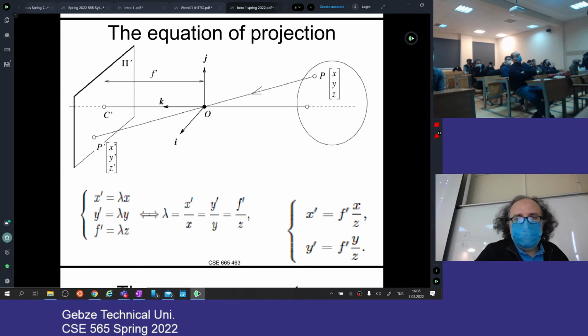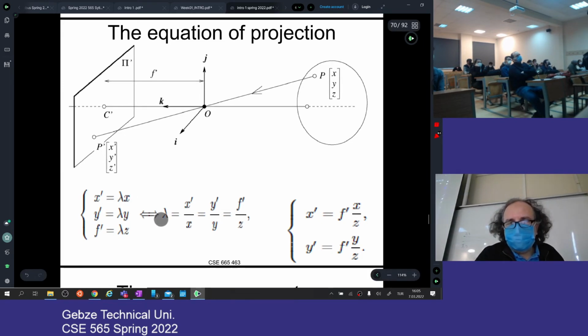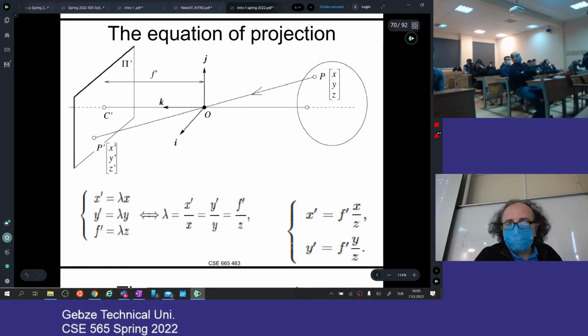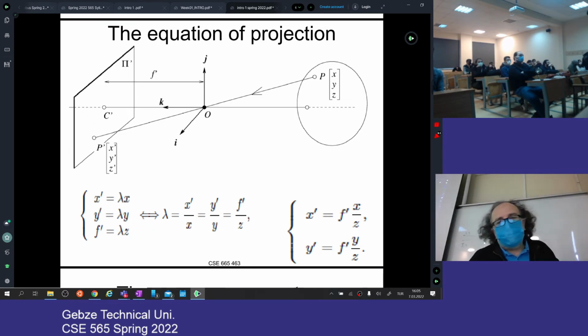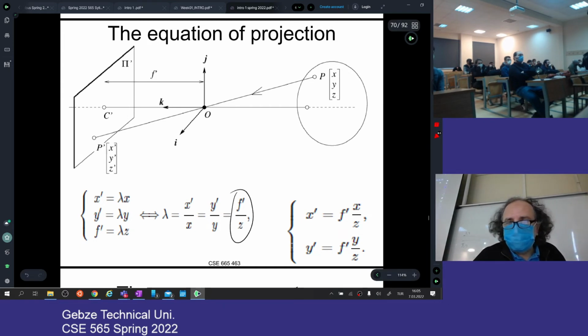So my X prime is related to X by this lambda, and in this case, they are all equal. Lambda is X prime over X, or Y prime over Y, or F prime over Z. I know this one, so it is F prime over Z. So X prime is equal to X over Z times F prime.